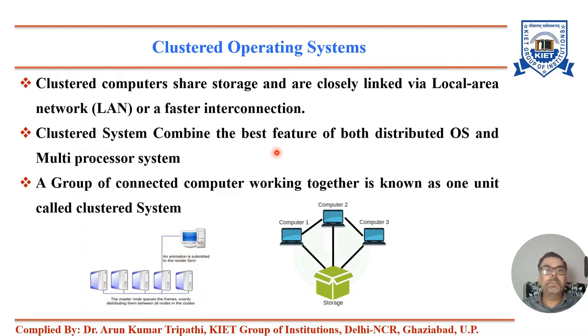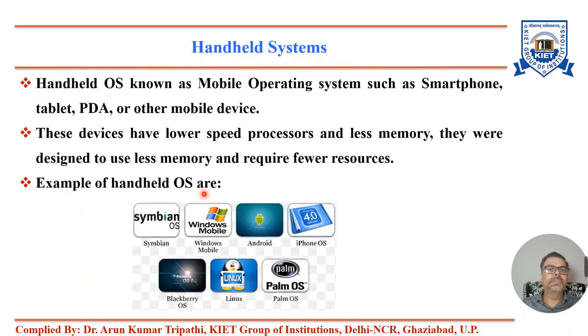A cluster system combines the best features of both distributed OS and multiprocessor systems. It means each has its own processor, but they are connected through high-speed lines and located within a geographical location. That means they are not situated with one in Mumbai, another in Delhi, and a third in Chennai, and so on. They are located within a specific geographical location. Such types of systems are known as cluster systems.